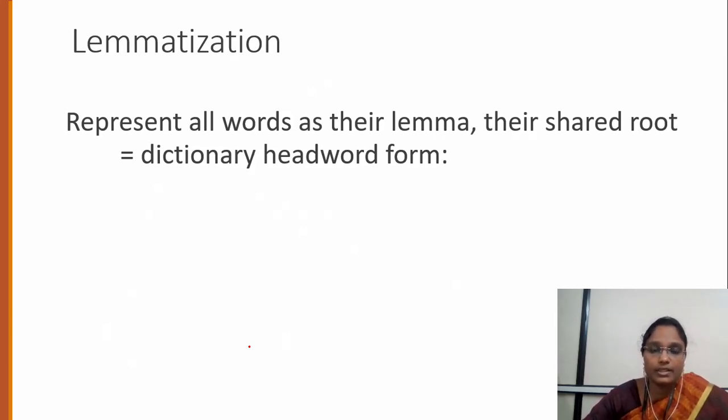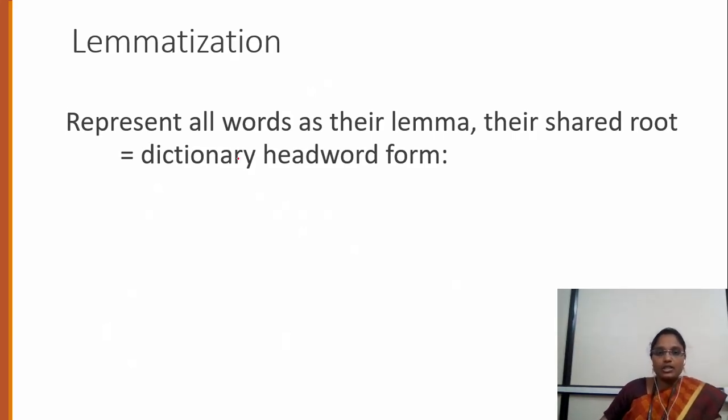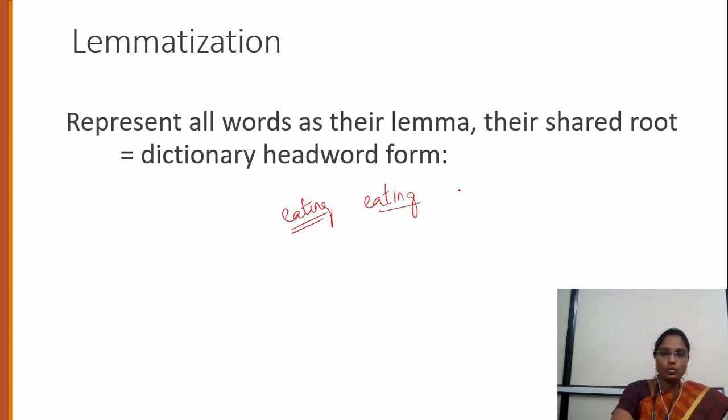Then we have another technique called lemmatization. Lemmatization means it represents all words as their lemma. That means each word that we use has a head word form. In the dictionary, there is a root word for it. For example, we may use the word eating, but the root word is eat. From that, we add ing and make it eating. So the lemmatization process represents all the words as their lemma, that is the base word or the root word.